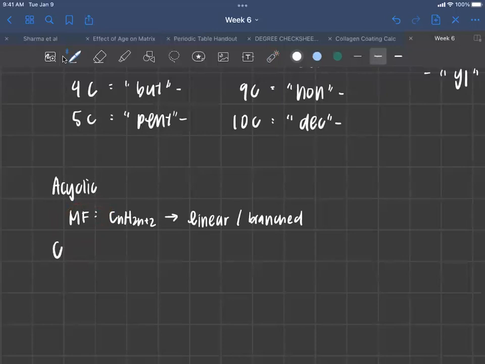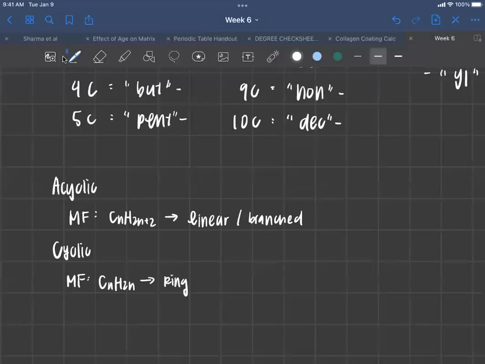If we're dealing with cyclic or cycloalkanes, these are alkanes joined together in the form of a ring. And again, the molecular formula then is going to be CnH2n, so in the form of a ring.